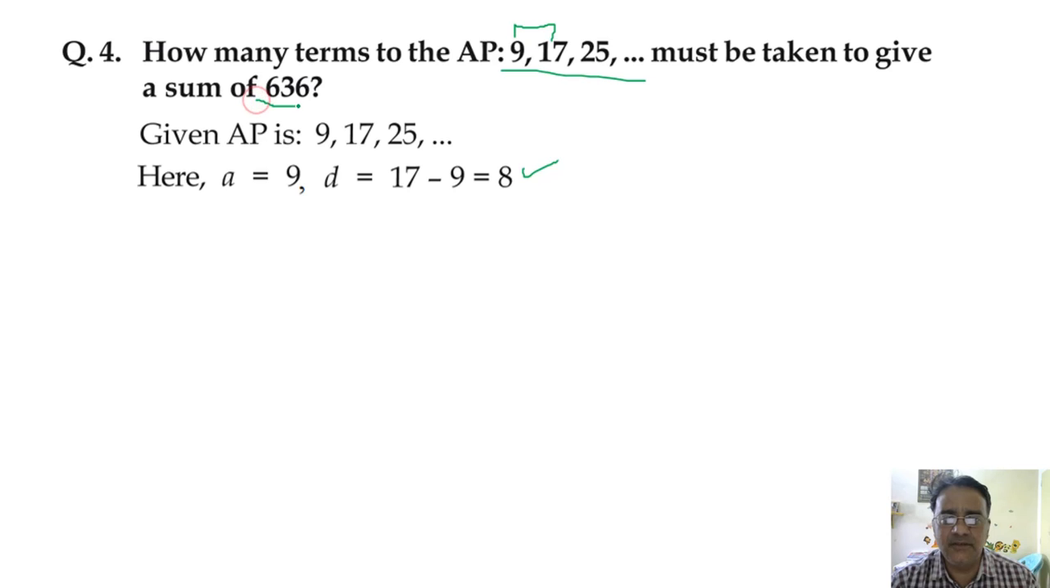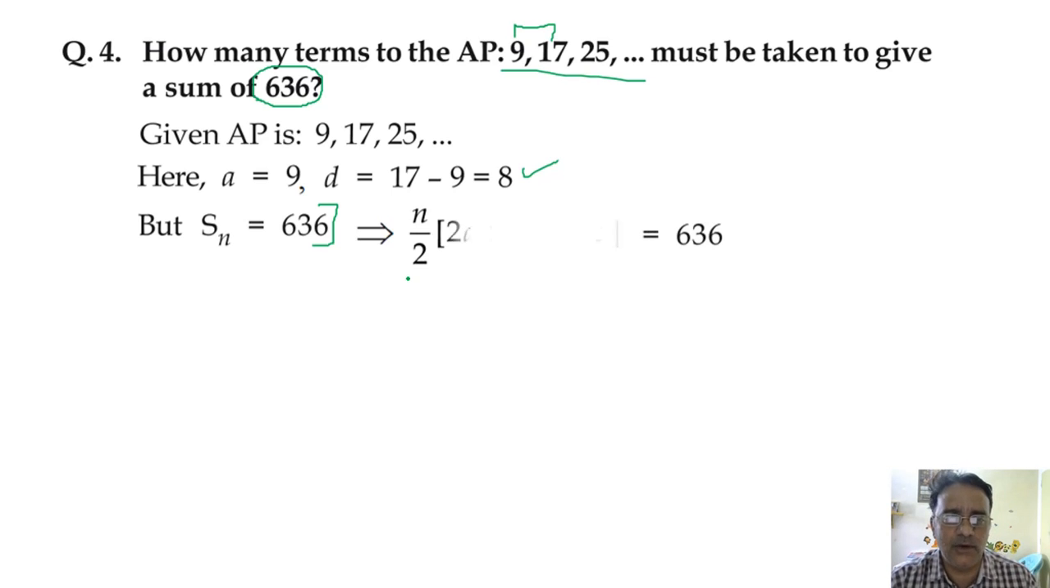Now we are going to take 636 as the sum of n terms. Let the number of terms be n. So Sn is equal to 636. Now we'll use the first formula only, that is n by 2 into 2a plus n minus 1 into d is equal to 636.